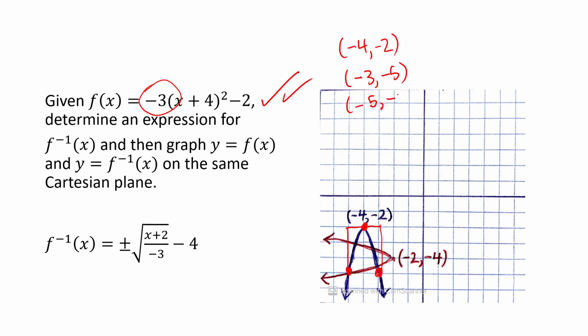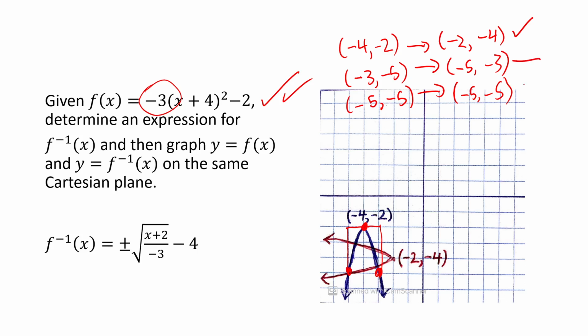Well, if we have these 3 points on the original, then 3 points on the inverse are pretty easy. We just switch the x with y in each one of these cases. Easy peasy. So then we can draw a parabola with a vertex at (-2, -4), which also goes through these 2 points right here.